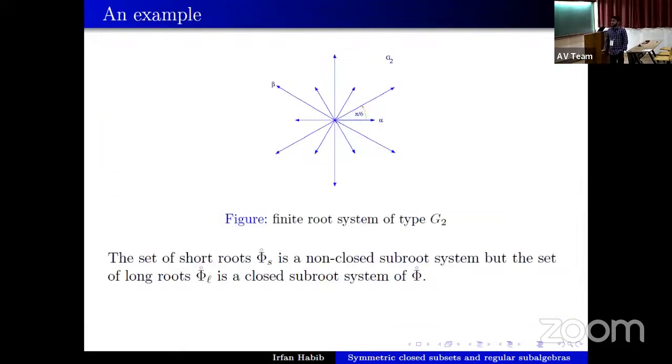Here is an example of a finite root system of type G2. Here the collection of all short roots and long roots both form subroot systems, but only the set of all long roots forms a closed subroot system, and the set of all short roots is a non-closed subroot system.